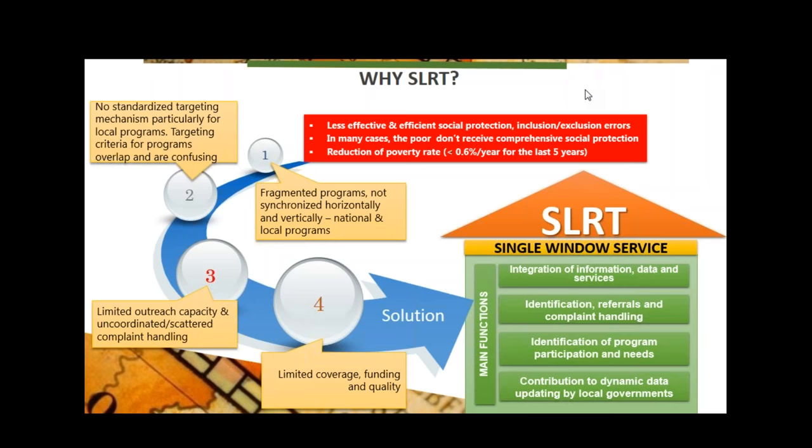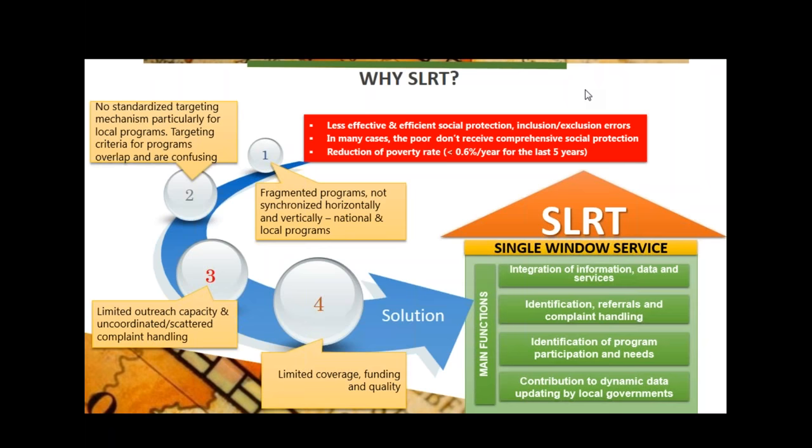The fourth one is the limited coverage of each program, and also the limited nominal contributions of each program to the expenditure of the recipients. For example, for the subsidized rice for the poor, based on Susenas data back in 2014, the adequacy ratio of the subsidized rice program to the expenditure of the recipient was not less than 4%.